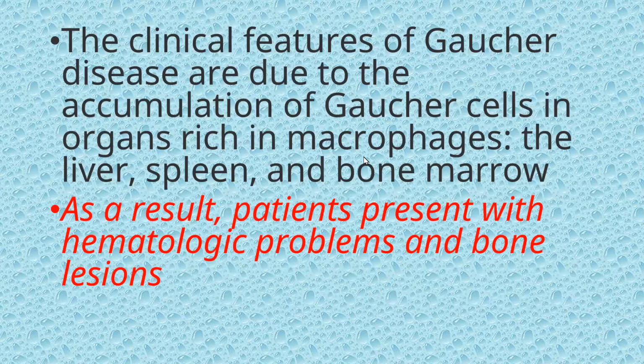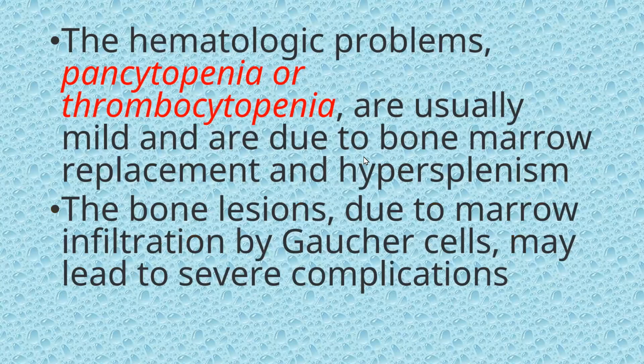Clinical features of Gaucher's disease are due to accumulation of Gaucher's cells. I repeatedly tell you this so that you will never forget it. They accumulate in organs rich in macrophages: the liver, spleen, and bone marrow. As a result, patients present with hematologic problems and bone lesions. What about the hematologic problems? They have pancytopenia or thrombocytopenia. They are usually mild and are due to bone marrow replacement and hypersplenism. The bone lesions due to marrow infiltration by Gaucher's cells may lead to severe complications.